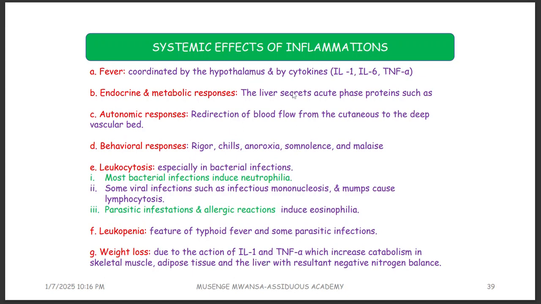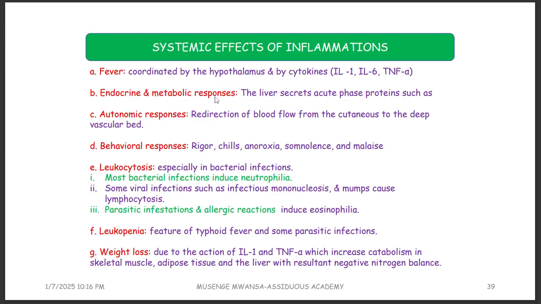So what are the systemic effects of inflammation? If someone has got inflammation, what are you going to see in the entire body? You are going to see fever. Fever is because of the interleukins which are released, and this will stimulate the hypothalamus to start releasing a lot of heat.